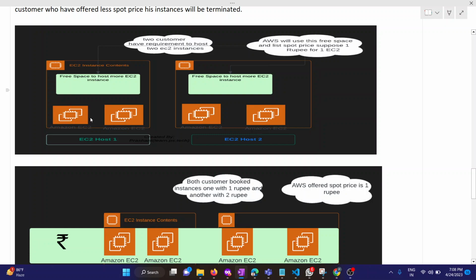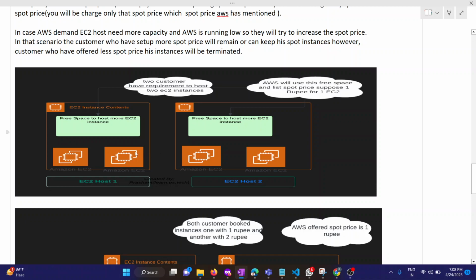Now this one part is used as on demand. This host has two EC2 instances, and this host also has two EC2 instances. But what we can see is that we have free space to host more EC2 instances. Here also we have free space.